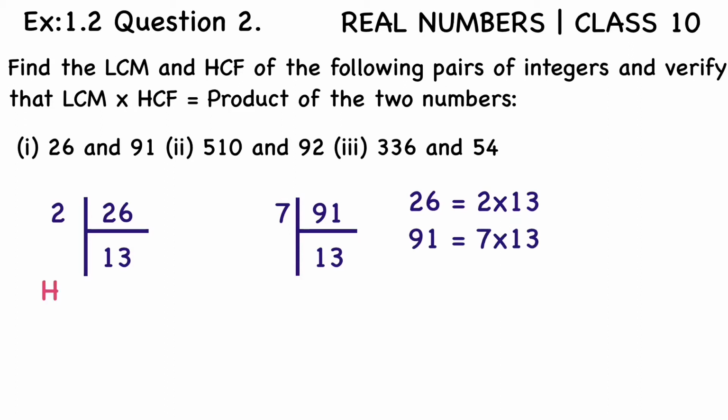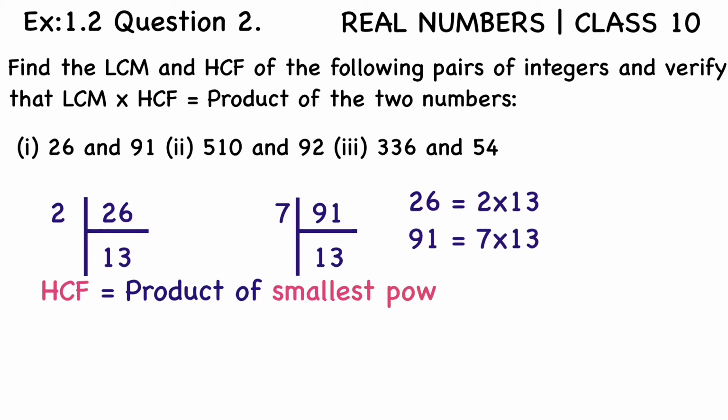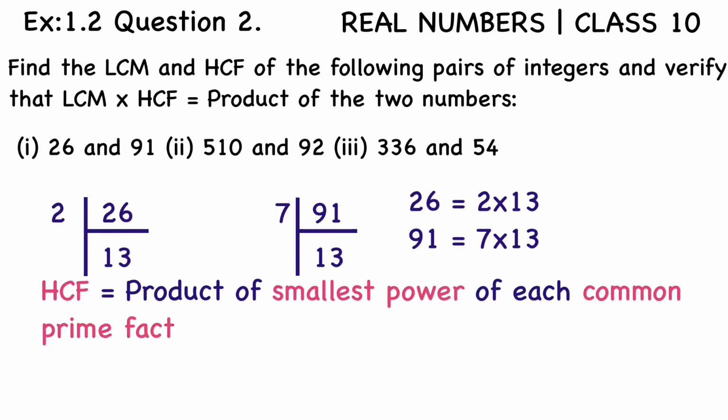Now going for HCF. HCF, you know, is the smaller number, so we have to take the common factor only. Here the common factor is 13 and we should take only the smallest power. Here in both the cases the power is the same, that is 1. So we have HCF is equal to 13.